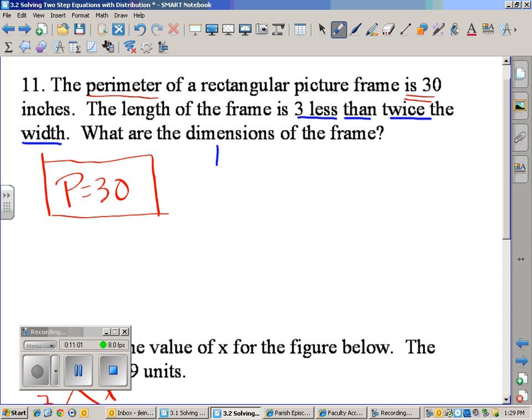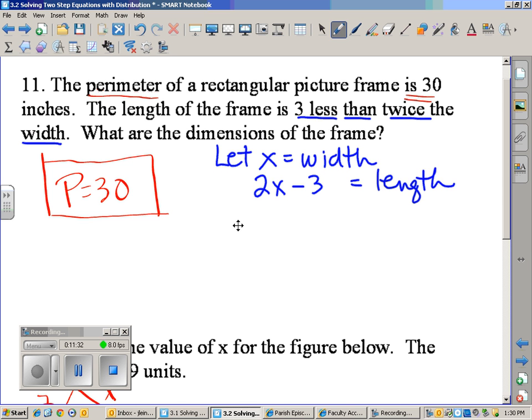So this is kind of crazy, but we're going to let x equal the width of the frame. The length is 3 less than twice the width, so I can write twice the width minus 3. And that's the length of the frame. This is a really important step because if you can't get your dimensions set up with the variable x, you're not going to have any luck finding the dimensions of the frame. Dimensions just mean length and width, by the way. So if x is the width, then 2x minus 3 is the length.